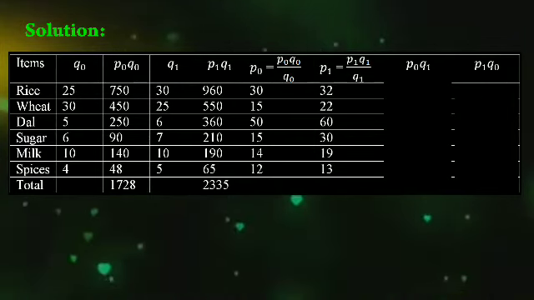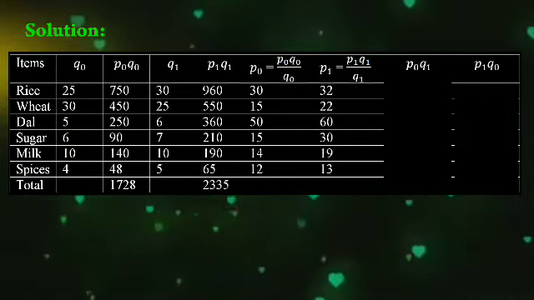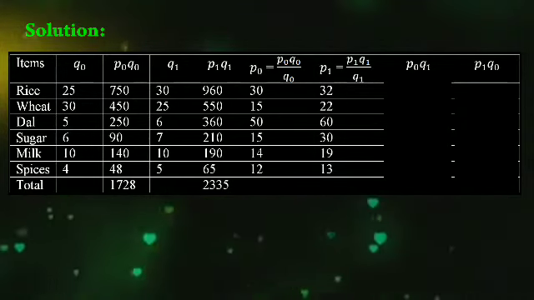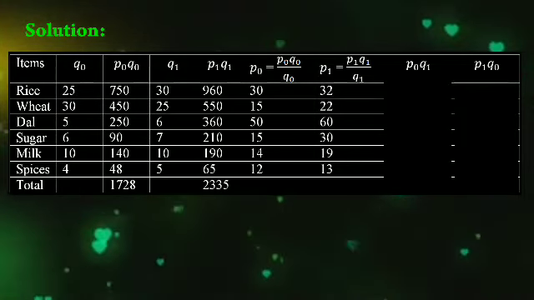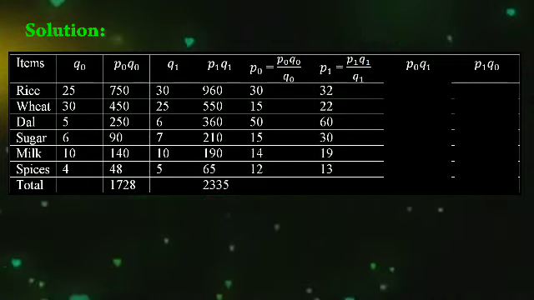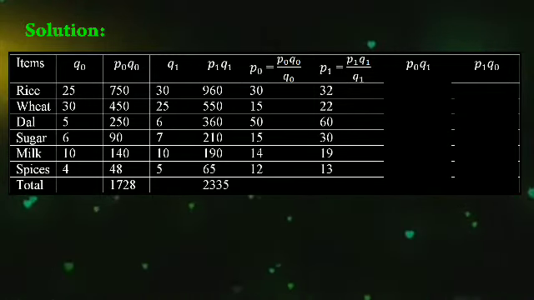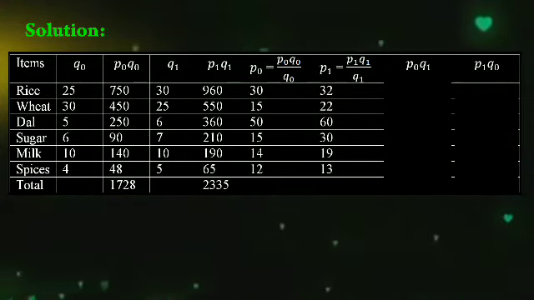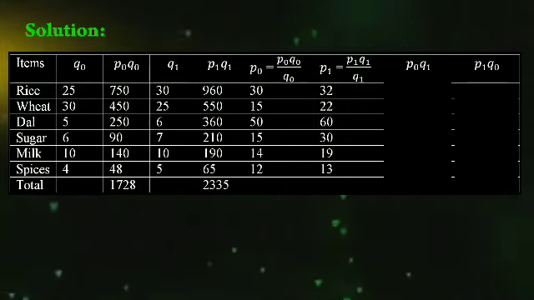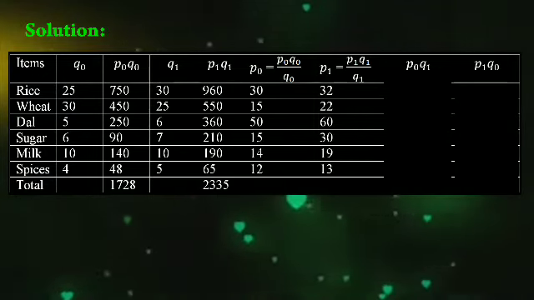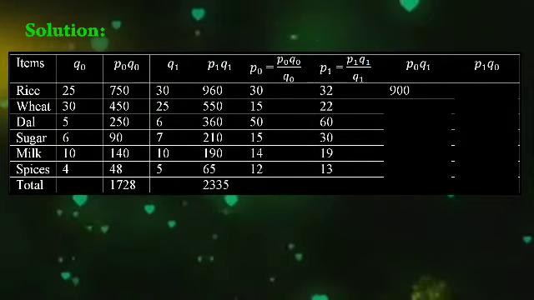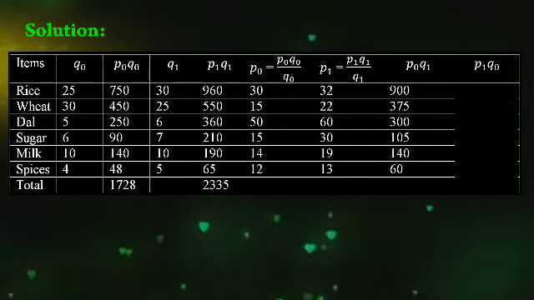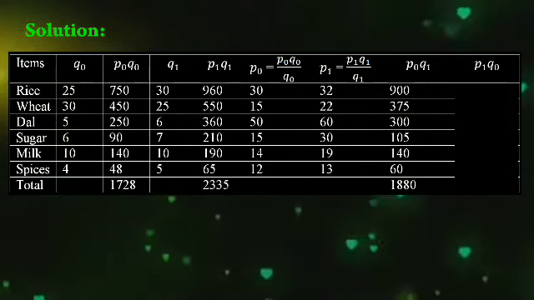Now, the product P0 Q0 and P1 Q1 is already found, right? So, you should find now P0 Q1 and P1 Q0, because in order to find any of the index number, you should find all these products. So, compute P0 Q1, that is P0 value multiplied by Q1 values. Similarly, compute P1 Q0, multiply the values. So, first P0 Q1 value is, P0 is 30 and Q1 is 30. So, 30 into 30 is 900. And similarly, find the rest of the values. And find the sum total of that, which is 1880.